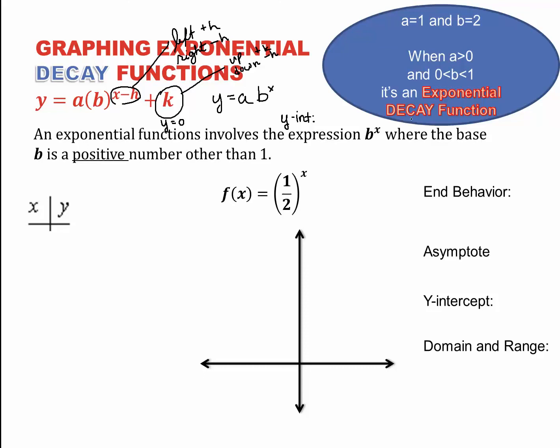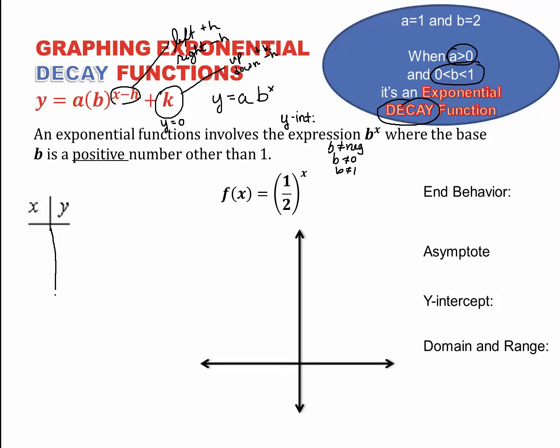Oh, I gotta go through all the characteristics. I forgot about the slide. All right, it's gonna be decay when b is between 0 and 1. A is still positive. All right, so you have to have these characteristics. And once again, b can't be negative, b can't be 0, and b can't be 1.